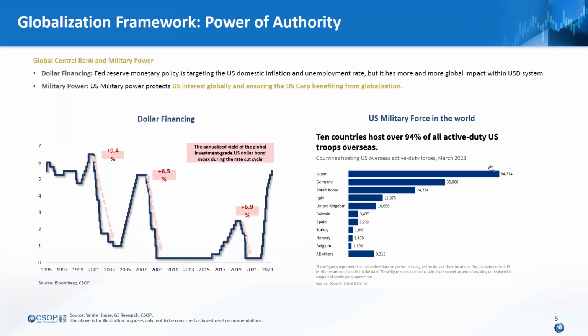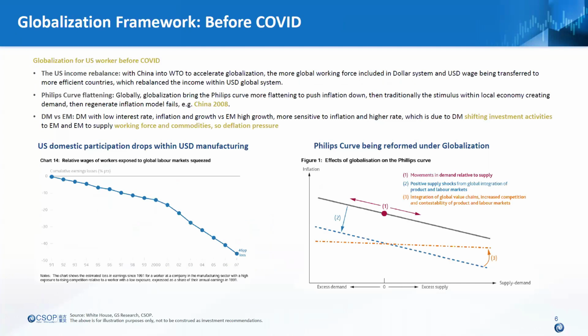If we travel back 24 years ago to 2001, when China joined the WTO, in fact more labor forces were included in this so-called dollar system, shifting the dollar wage to more efficient countries like China, and also leading to a flattening of the Phillips curve. Here, the Phillips curve does not refer to Phillips securities, but to a theory that, in the past, if you wanted to raise your GDP growth, then you needed to lower your unemployment rate and raise your inflation. But this round, because of globalization, this flattening of the curve is pushing inflation down.